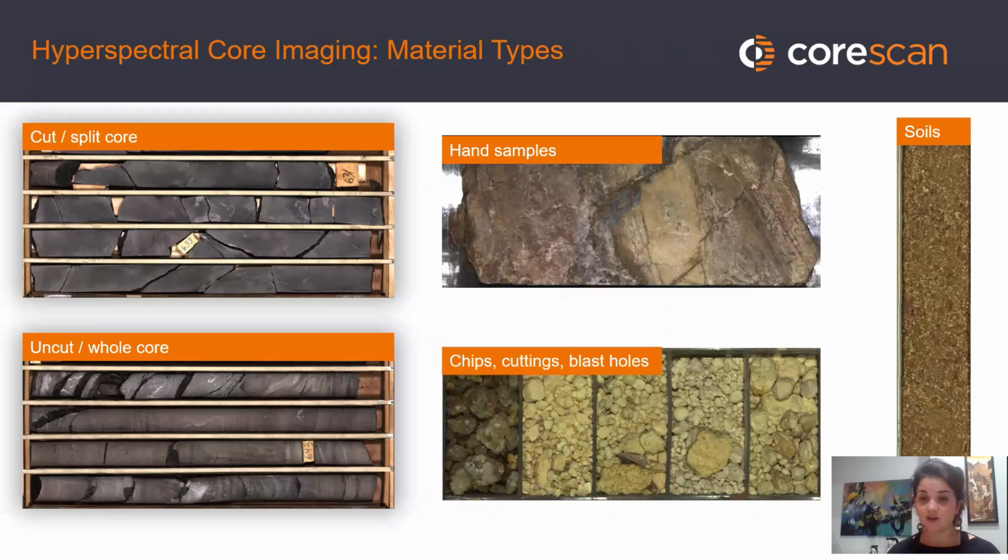So when you ask, what can Corescan do for my project? Can you look at chips? Can you look at whole core? Does it have to be split? Does it have to be cut? We can look at all of them, for many reasons that we can talk about later at the booth. We image tons of different materials. We image soils. We work on blast holes. If you're in the oil industry, we do a lot of cuttings. All these can be imaged and analyzed without issue.